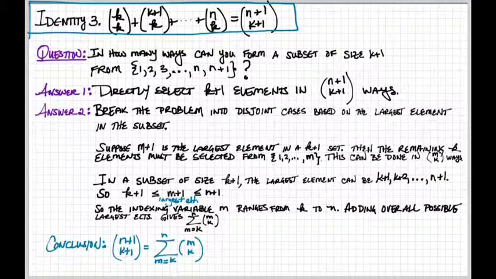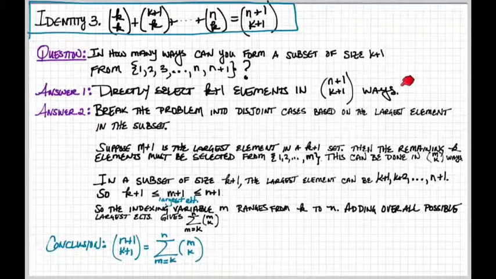Identity 3 was the hockey stick identity. Again, start with as simple a question as you can begin that answers this side of the identity, and exactly the same question as we asked in our previous identity works. How many ways can you form a subset of size k plus 1 from the set 1, 2, 3 up to n plus 1? The direct answer, as it was before, is n plus 1 choose k plus 1.